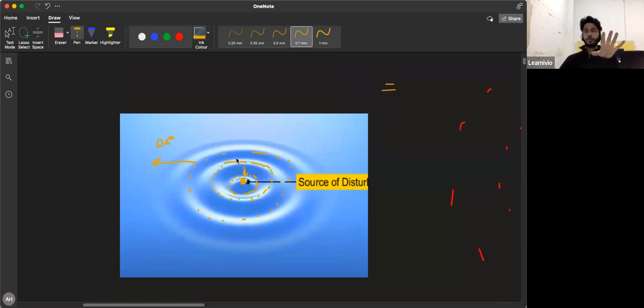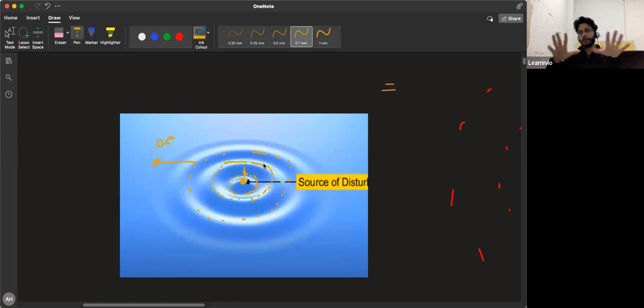But these are the wavefronts for the waves which are getting generated on the surface of water. So these are wavefronts for water waves. But we are not studying water waves here, we'll be studying light waves. But the same concept can be applied to light waves also.